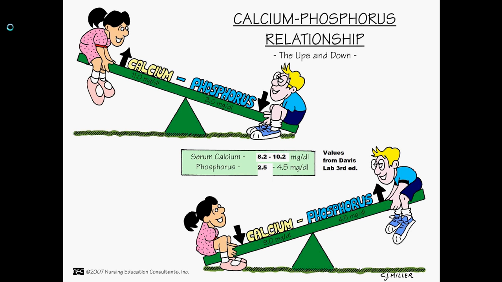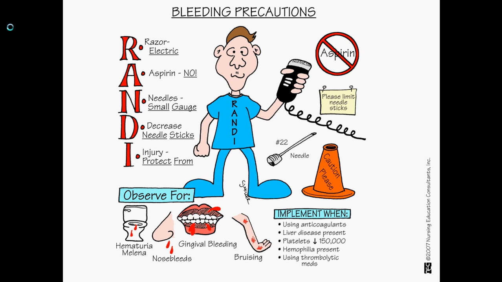Included one on Randy for bleeding precautions. He gives you some tips there that you need to be aware of, and again, he's warning you if that platelet count is below 150,000 that you may have some problems with clotting.